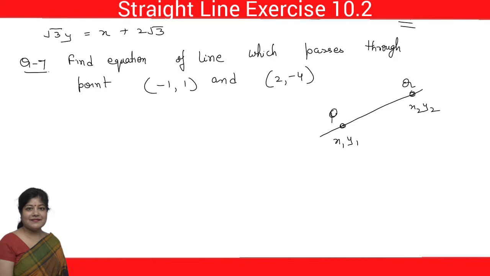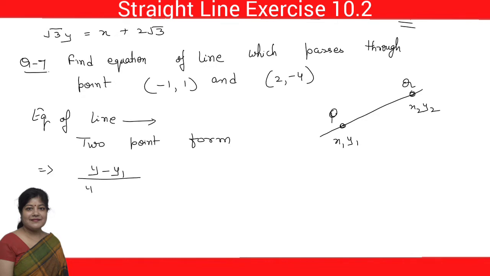So what is the formula? This is known as the two point form. So y minus y1 is equal to y2 minus y1 upon x2 minus x1 times x minus x1. Remember this, it's easy to memorize.